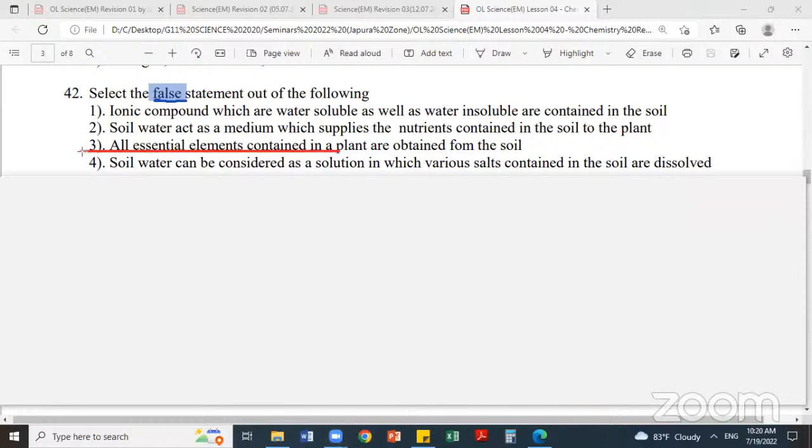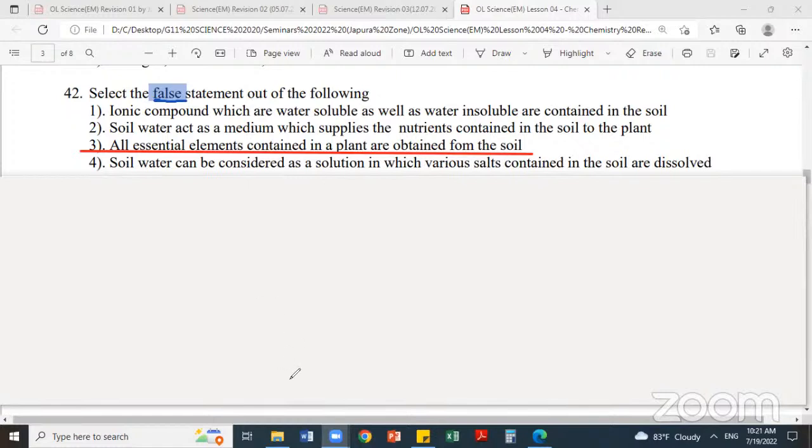How come 3? All the essential elements contained in the plant are obtained from the soil. Why is it wrong? Sitlini and Vilana, can you raise your hand if you know? Which element is not taken to the plant from the soil? There must be an element which is not taken from the soil to make this false. Yes, what is not taken from the soil to the plant? Which element? CO2. Very good.